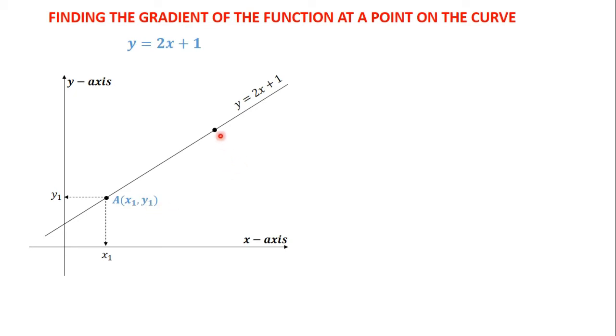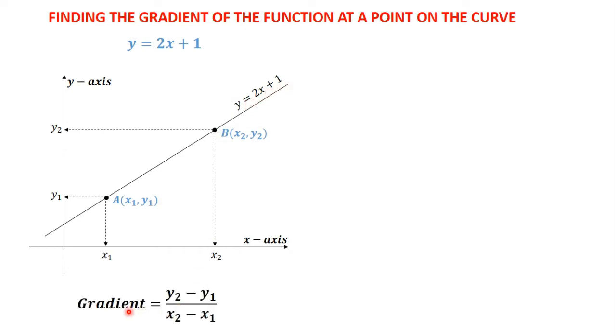You do the same thing for the second point. You trace it to the x-axis, you trace it to the y-axis. On the x-axis, the coordinate there is x2. On the y-axis, the coordinate there is y2. So the coordinates of this point, which we are going to call point B, is x2, y2. With the coordinates of these 2 points, we can find the gradient of the line y is equal to 2x plus 1 by using the formula gradient is equal to y2 minus y1 divided by x2 minus x1. We learned how to do this in the videos on straight lines.